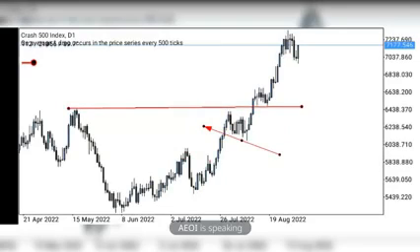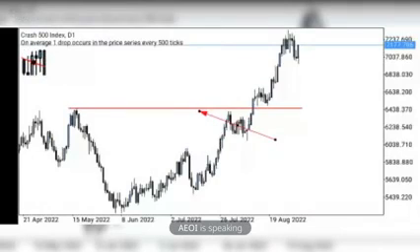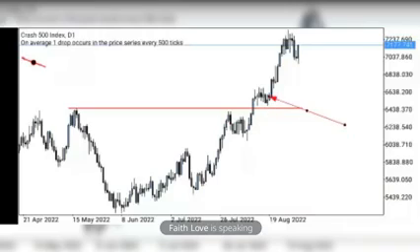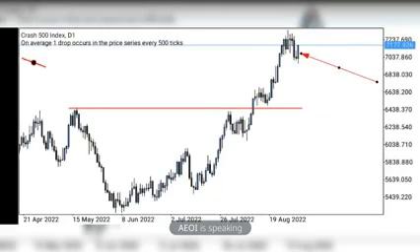Sorry, just accept the line the way it is, for accuracy's sake. Now, this is the high that just got broken on daily. Exactly. All right, so this is a new high. This is the previous high. So this is a higher high, higher low, higher high on daily. Exactly. So on daily, we are looking for more buys to the upside. Is that understood now? Yes, sir.